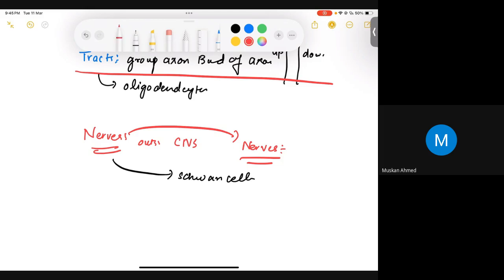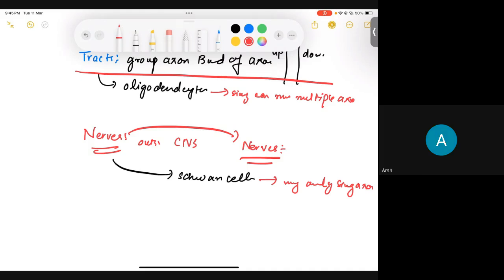What's the other feature of oligodendrocytes? A single oligodendrocyte can myelinate multiple axons, right? But a single Schwann cell can myelinate only a single axon. Is that clear?